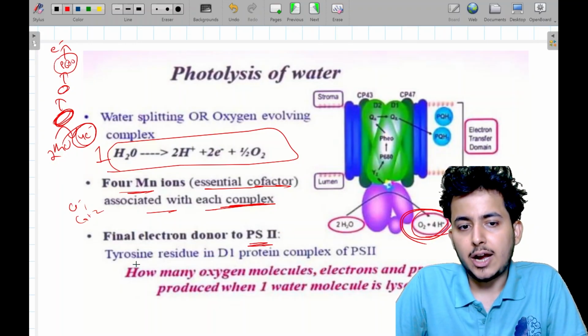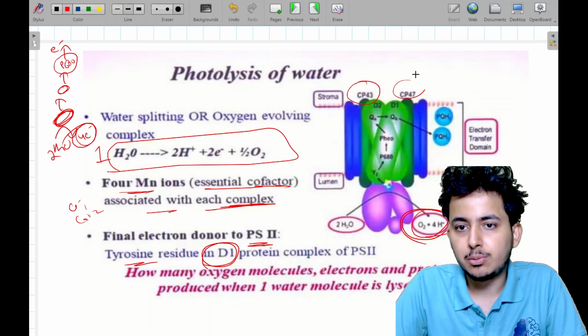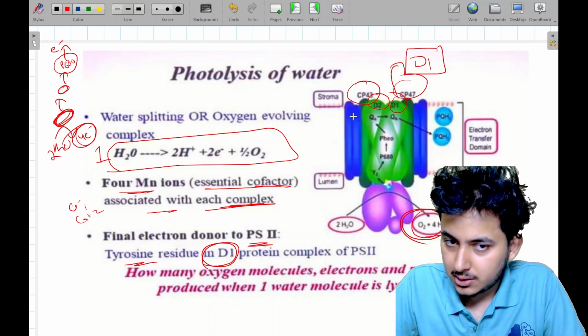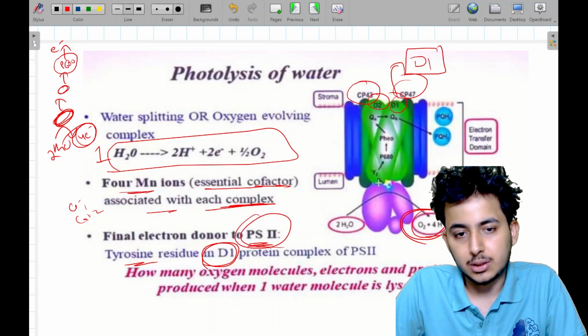The tyrosine residue in the D1 protein complex. I told you CP43, CP47, D2, D1, you are having this D1. This D1 consists of a tyrosine residue. So that is the final electron donor to the PS2.